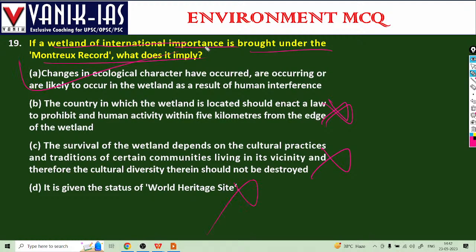That is wrong. Only option A is the answer, because changes in the ecological character have occurred, are occurring, or are likely to occur in the wetland as a result of human interference, and that is a threat to the biodiversity of a particular wetland. So A is the answer.